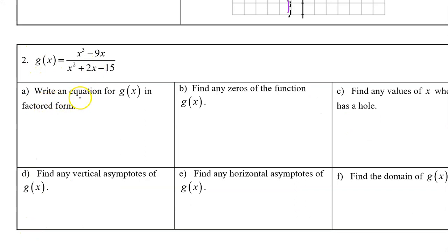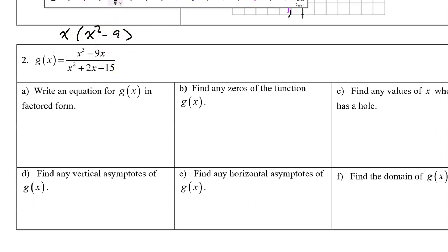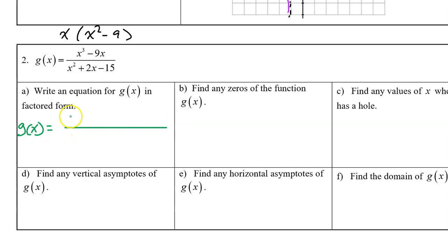Part A is to write the equation in factored form. I am going to start on this denominator because I see there is a GCF here. So factoring out the x, that will leave behind x squared minus 9. Now let's go ahead and form the final answer. I have the x, and x squared minus 9 will factor as x plus 3 times x minus 3.